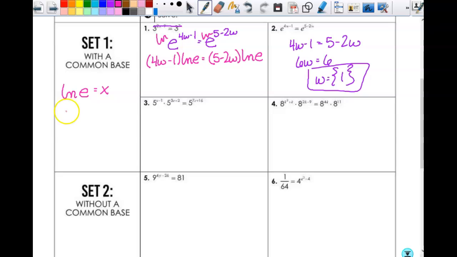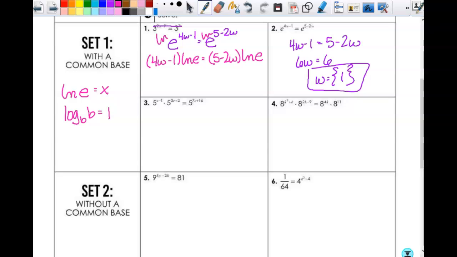Remember that log property we have, that log base b of b equals 1? Right? That's important. That's the property you're using here. Okay? So if we had done number 1, I wouldn't have taken the natural log of both sides. I would have taken the log base 3 of both sides, because then the log base 3 of 3 equals 1. Does that make sense?